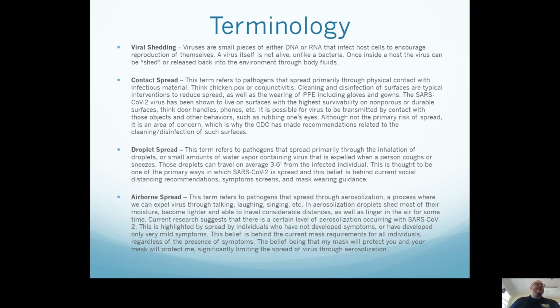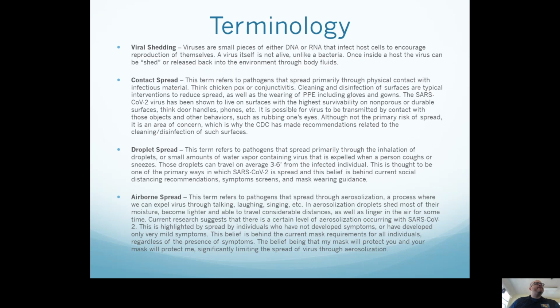So if they are not coughing or sneezing, then there must be a certain amount of the virus that is being aerosolized through talking, laughing, singing, etc. This is the science behind the current requirements of masks for all individuals, regardless of the presence of symptoms. This is why when you are at work, you are required to wear a mask when you are not able to socially distance from others. The belief is that my mask will protect you and your mask will protect me. And that if the community continues to protect each other, then we can have significant reduced risk of spread of virus through aerosolization.